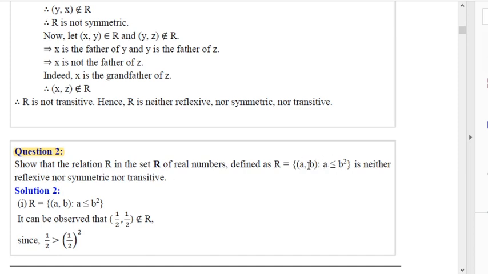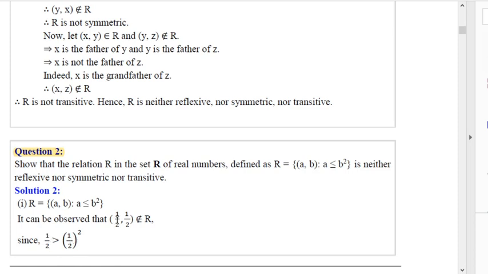You see here, a is an element from the first set and b is an element from the second set, and the relation is defined on R to R, meaning the same set. So here all the elements are real, and here also all the elements are real. Now the condition for reflexivity is that both elements must be the same. So suppose we choose the element (1/2, 1/2). Both elements belong to the real set, but this pair does not satisfy the relation.